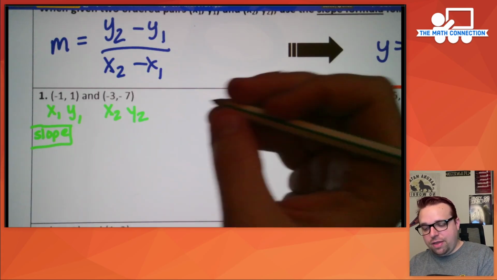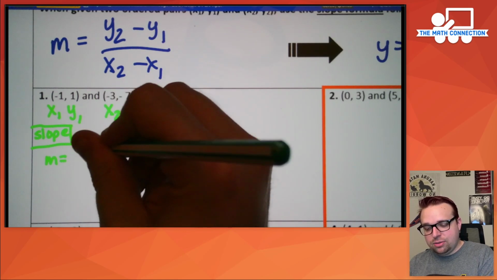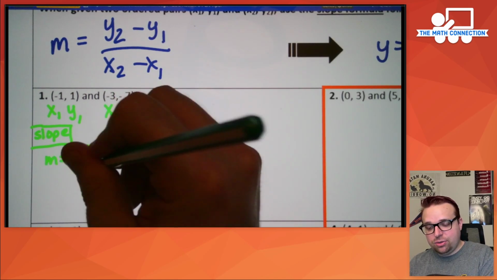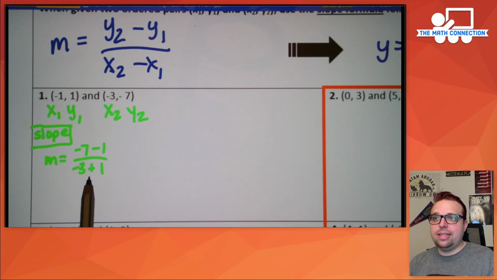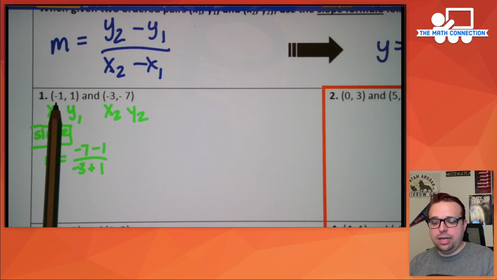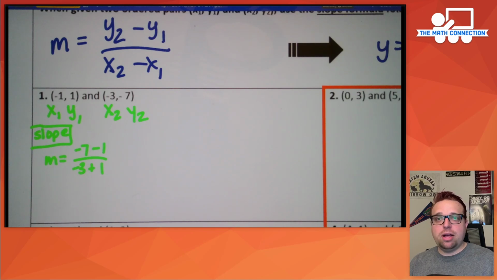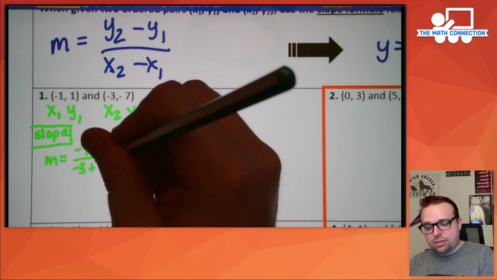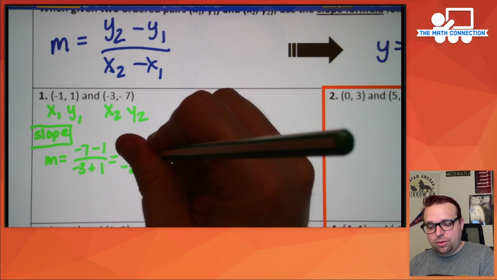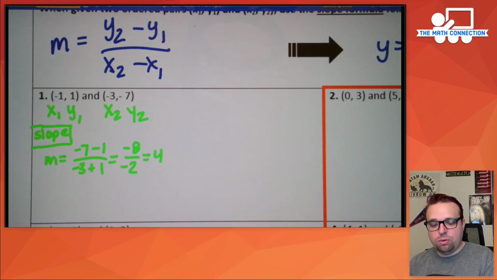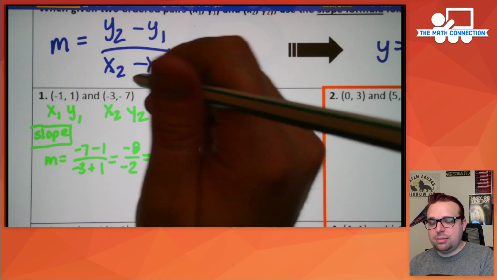Okay, and if we find the slope, that would be m equals y2 minus y1 divided by x2 minus x1. Now, notice I put a plus here, and I did that for a reason, because it's going to be minus minus 1, and minus minus means plus, so it's plus 1. So solving this, we get negative 8 divided by negative 2, and if we solve that, we get positive 4.